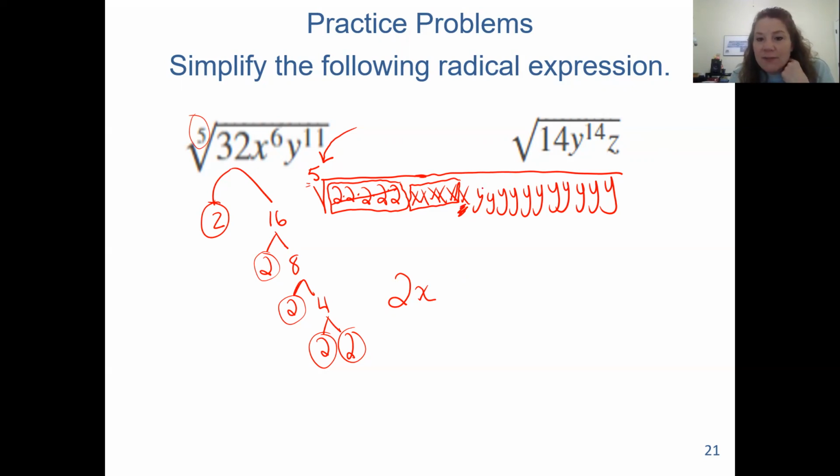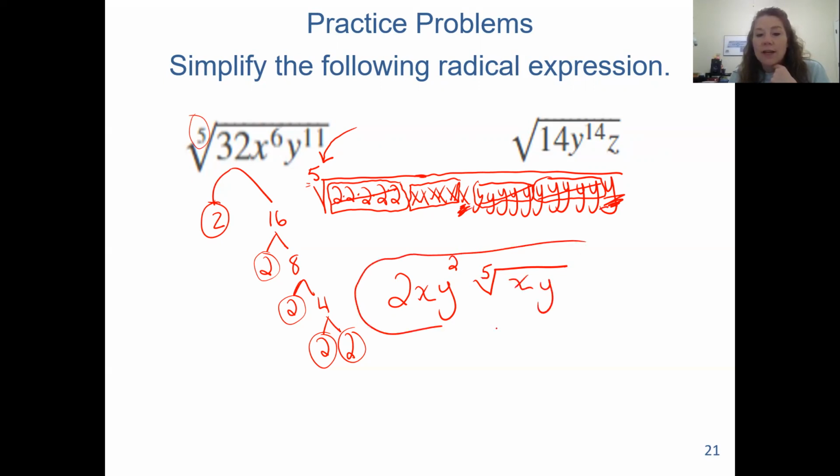And then how many groups of Y's? I get 1, 2, 3, 4, 5. 5. So I get 2 groups of Y's, 2 of them. And 2 times 5, that represents 10. And there's one Y left under the radical. So don't forget to put your little 5 in there. And what's left over? X, Y, X, Y. There we go. That's the final answer.